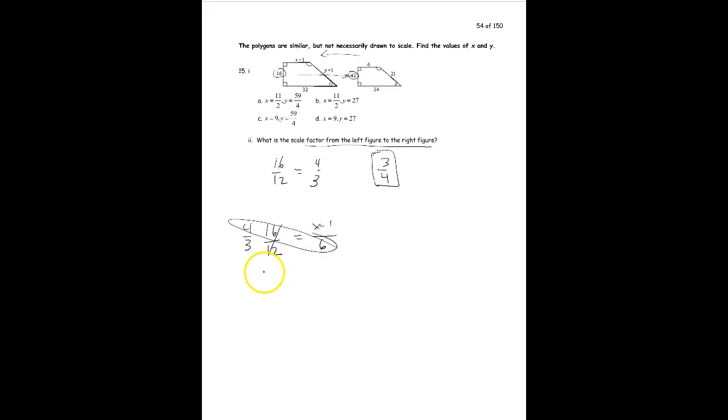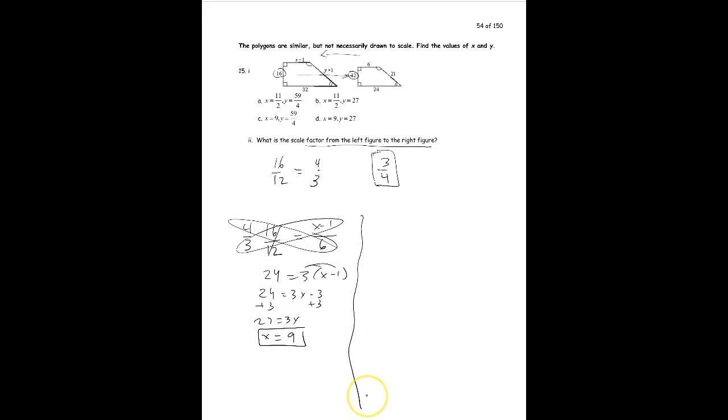4 times 6 is 24. 3 times x minus 1. Again, parentheses important. Distribute the 3. 24 equals 3x minus 3. Add 3 to both sides. 27 equals 3x. X is going to be 9.